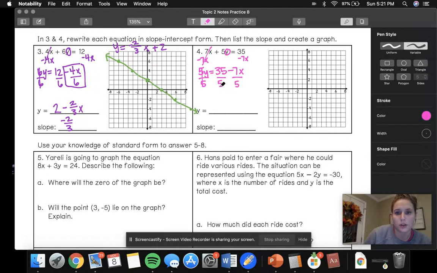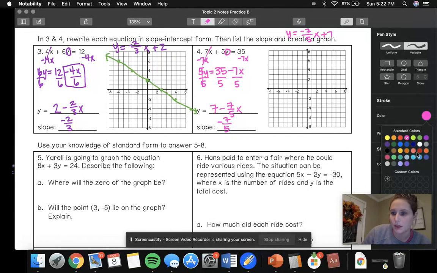y equals 35 over 5 is 7. Then we have negative 7x over 5. I can't simplify that, so I just have negative 7/5 x. Okay? Again, you could also write this a different way. You could just write it as mx plus b. Both are correct with the commutative property. Okay, the slope is the rate, which was negative 7/5.